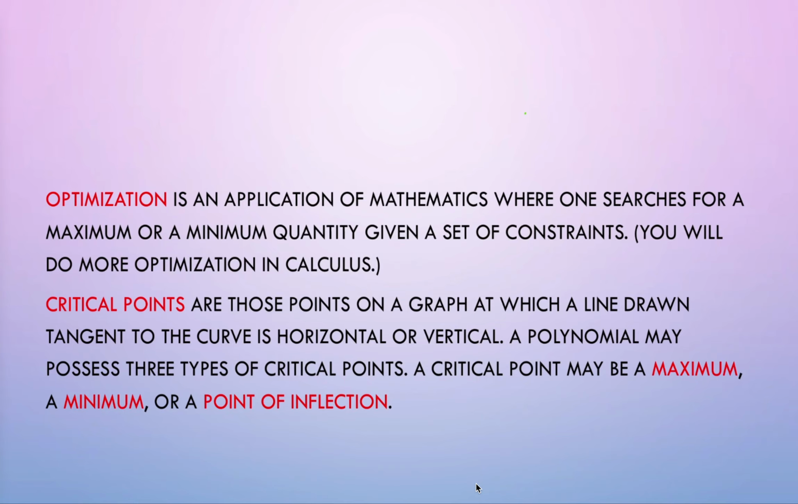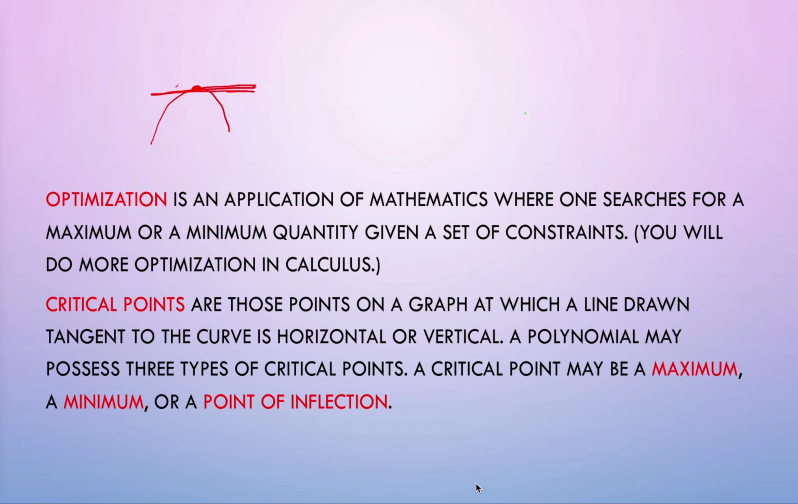Optimization is an application of mathematics where one searches for a maximum or a minimum quantity given a set of constraints. It's a big thing in calculus. Critical points are those points on a graph at which a line drawn tangent to the curve is horizontal or vertical. A tangent line is a line that touches a curve at exactly one point. It just brushes past it and keeps going.